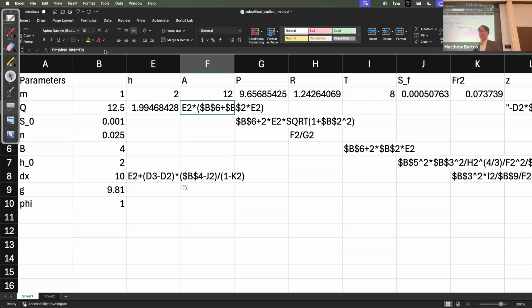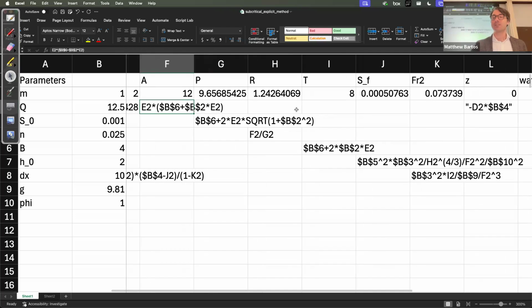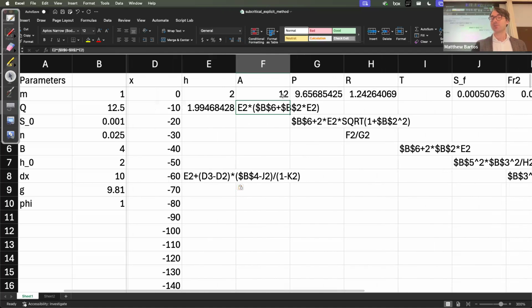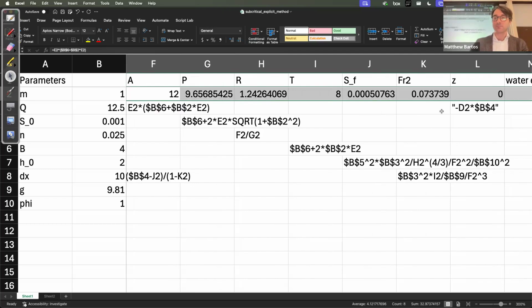Okay, so now we have the depth at the next step. So what's the next thing we have to do? We have the depth at step 1. What's the next thing we have to do before we can proceed to the depth at step 2? Very good. So we have to compute the friction slope, Froude number squared, etc. To do that, all we need to do, if we've set up our formulas correctly, is just drag this down 1 row.